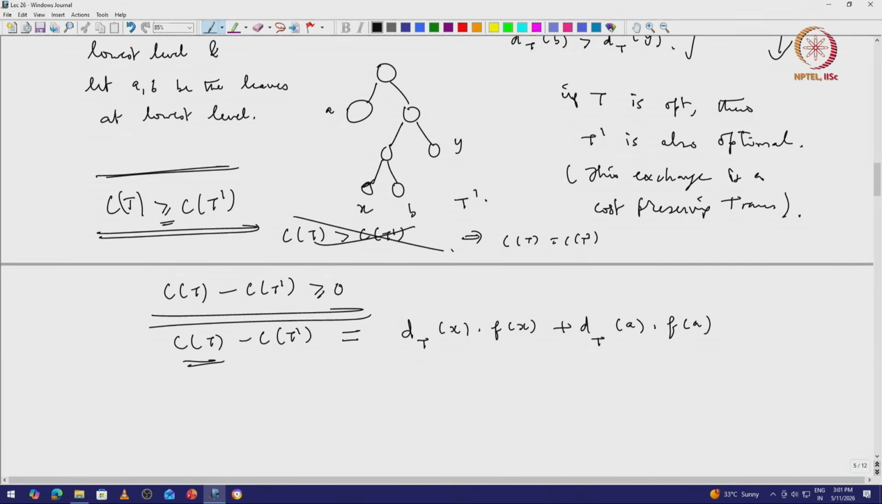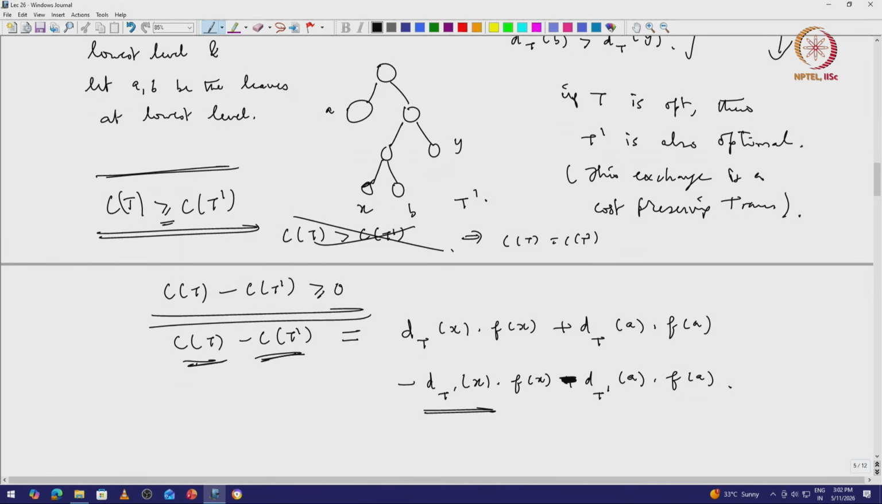Therefore, minus depth in T dash of x times frequency of x plus depth in T dash of a times f of a, because minus C of T dash. This is what C of T minus C of T dash is. All other terms are identical and they get cancelled. But what is d T dash of x?